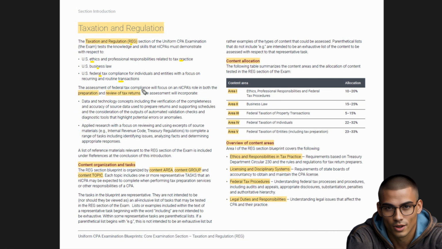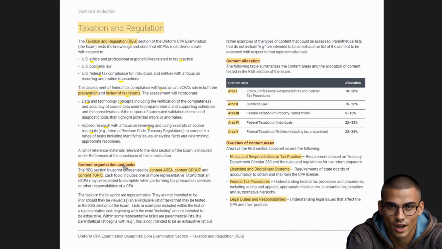The assessment of federal tax compliance will focus on a CPA candidate's role in both the preparation and the review of tax returns, and this will incorporate data and technology concepts, as well as applied research with a focus on reviewing and using excerpts of source materials.